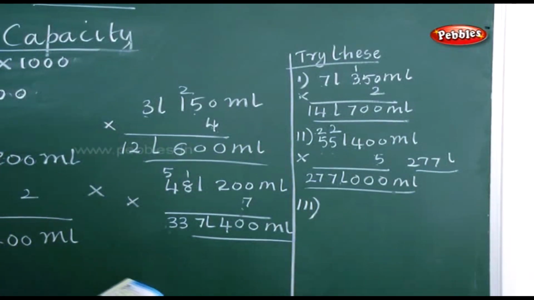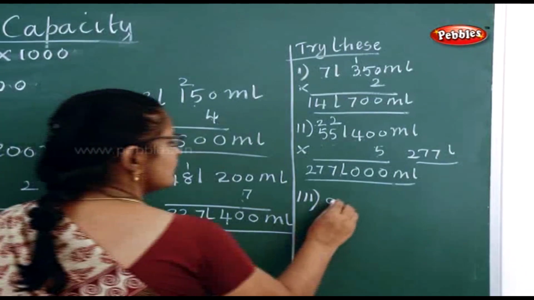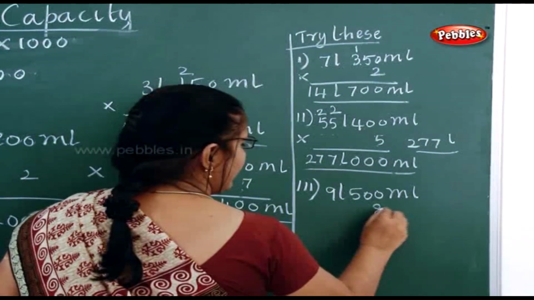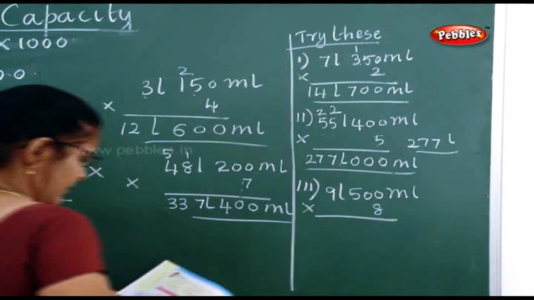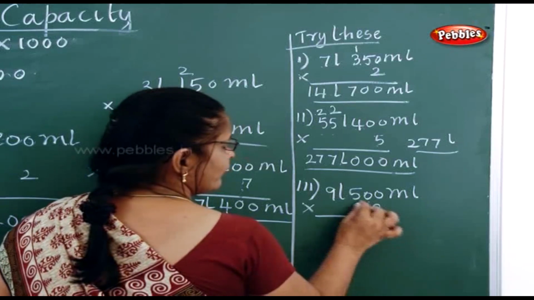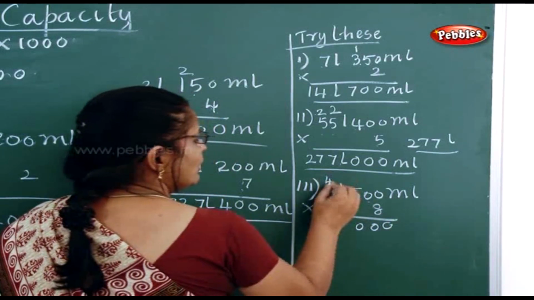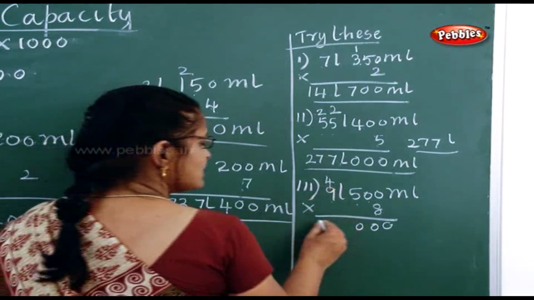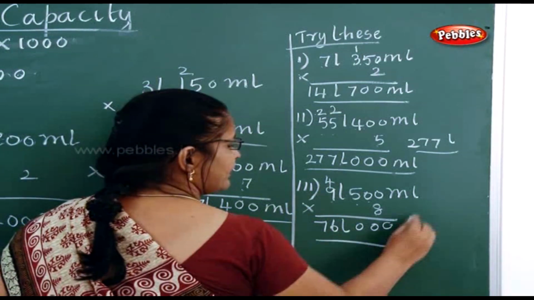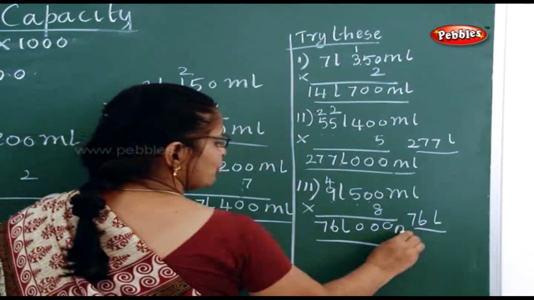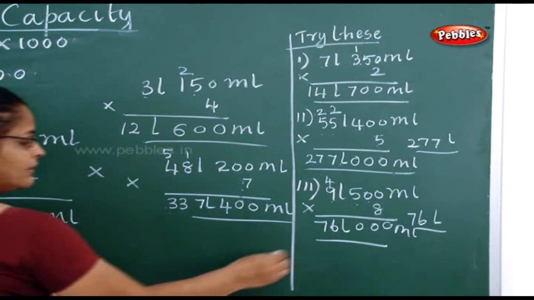Now third sum. What is the third sum? 9 liter 500 ml multiplied by 8. Now what is the answer you get? 0, 0, 5 8s are 40, 4. Now what is 9 8s? 72. 72 plus 4, 76. So what is the answer you will write? Just 76 liter because there is no ml. So you can just straight away write 76 liter.